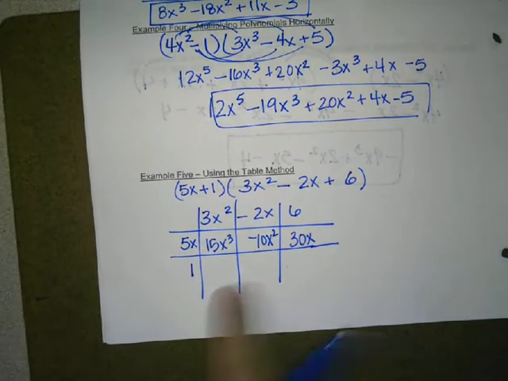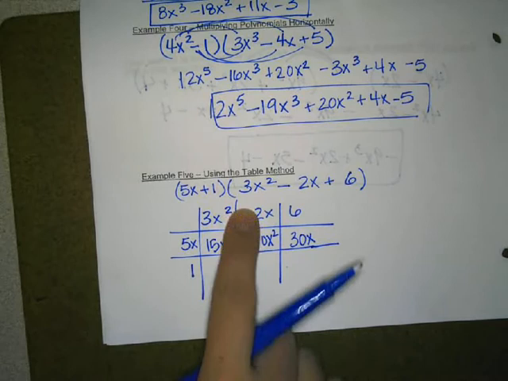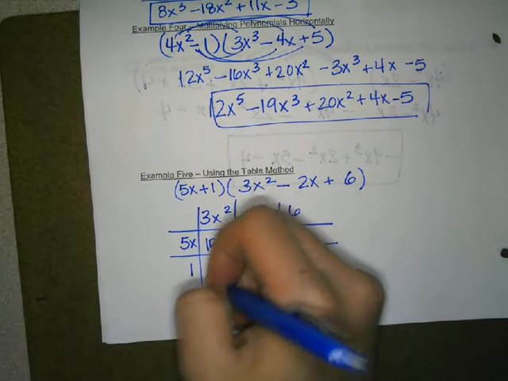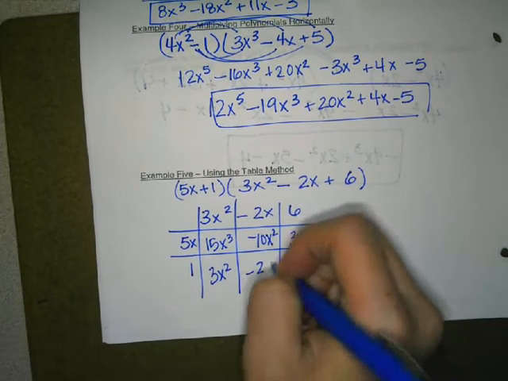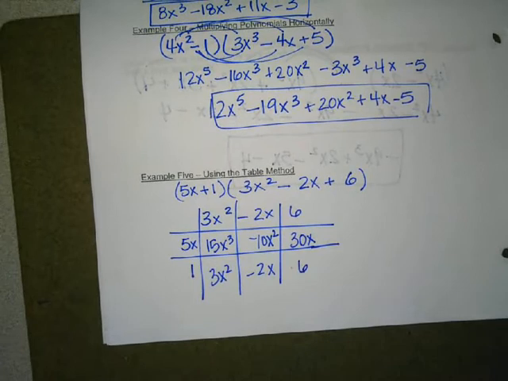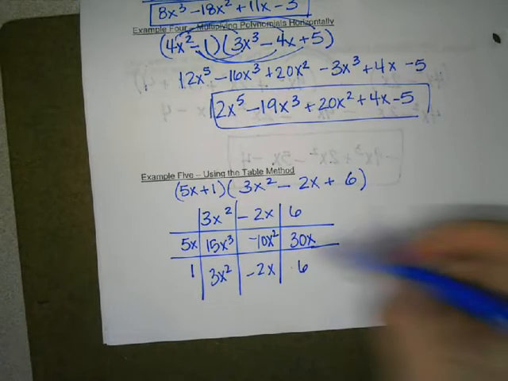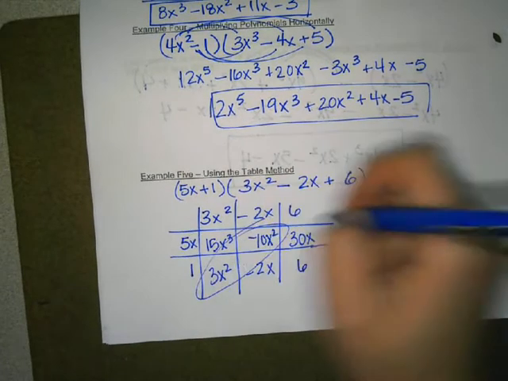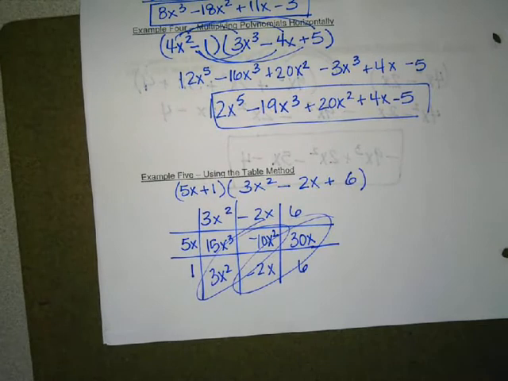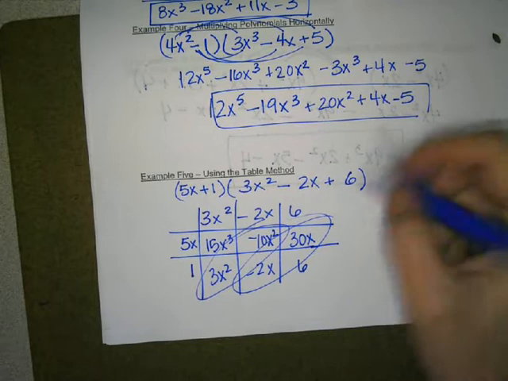Then to fill out the bottom row here, 3x squared times 1 gives me 3x squared. And we have negative 2x and 6. What's nice about this method is almost always the diagonals are your like terms. So I don't want you to leave your result, like when you're writing your answer, this should not be your answer, what I see right now on the screen. You should actually take the time to write out everything together.